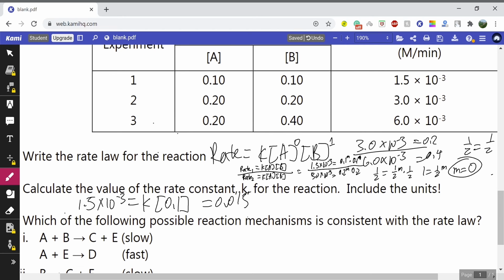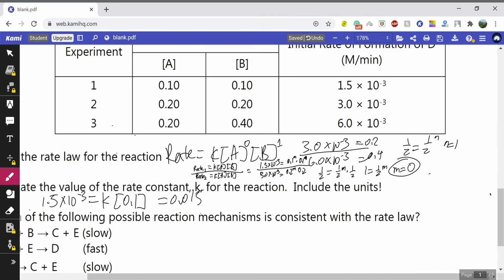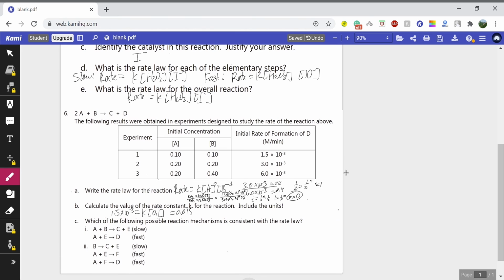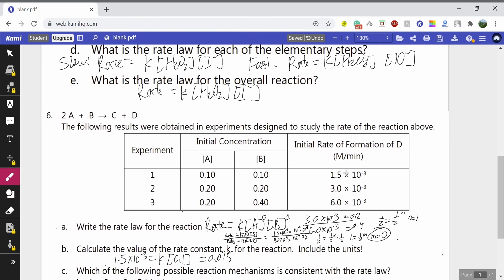Now, what are the units? I'm going to write it on the side again. 0th order, 1st order, 2nd order, 3rd order. Units for k: 0th order, it's M divided by time. 1st order will be time to the negative 1st. 2nd is M to the negative 1st, time to the negative 1st. 3rd is M to the negative 2nd, time to the negative 1st, etc.